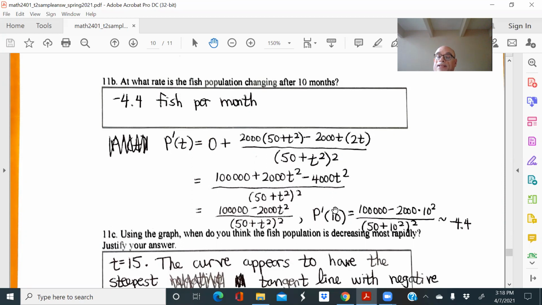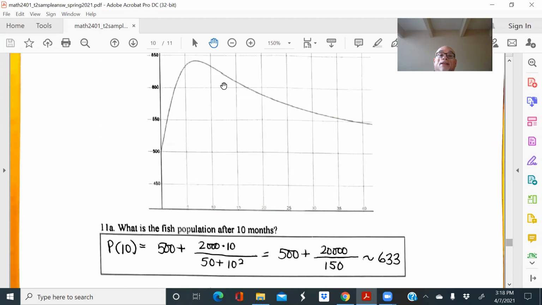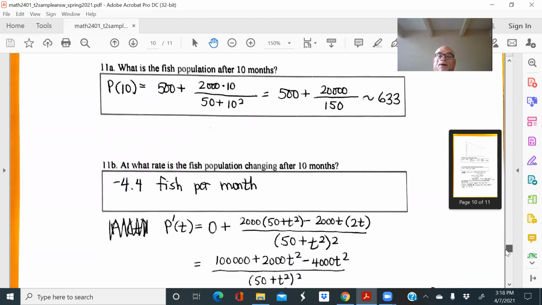And we want to evaluate that at 10. So I just plug 10 into this formula, and we end up with about minus 4.4, which sort of corresponds to the graph, right? After 10 months, right there, the fish population is declining. Okay, you can see the curve there has negative slope. And in fact, it's declining at that time at a rate of 4.4 fish per month. Okay, that's the rate of change after 10 months.